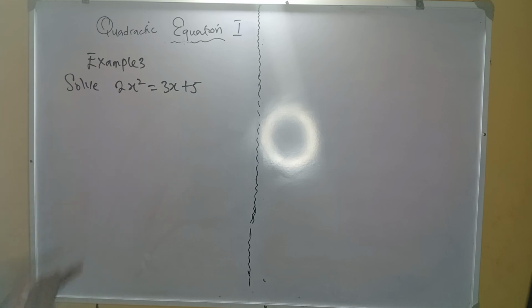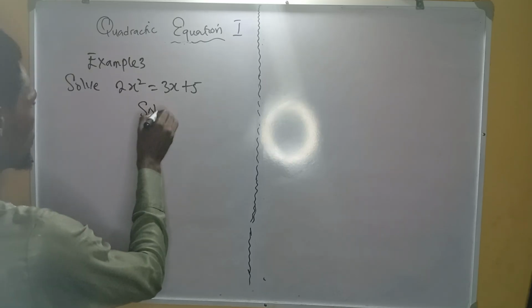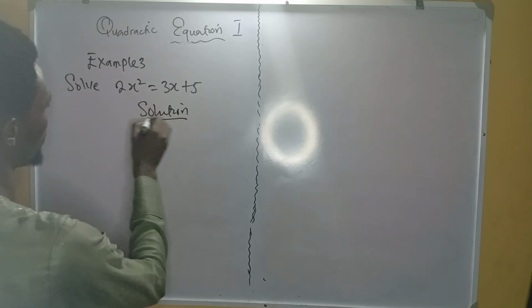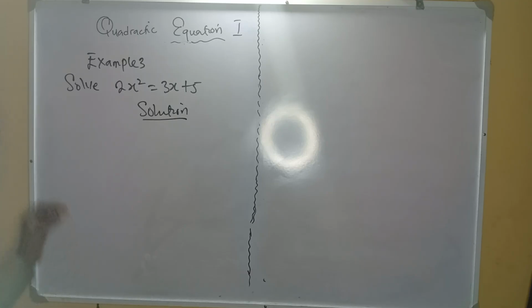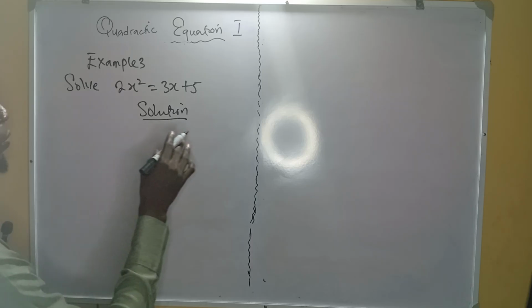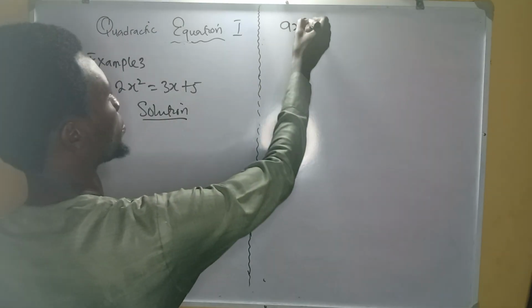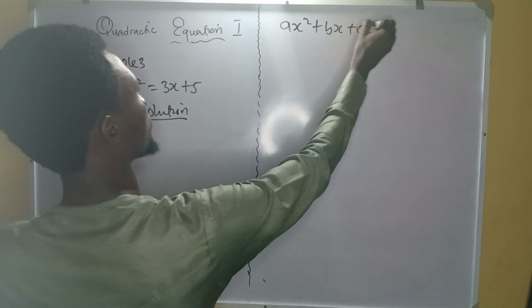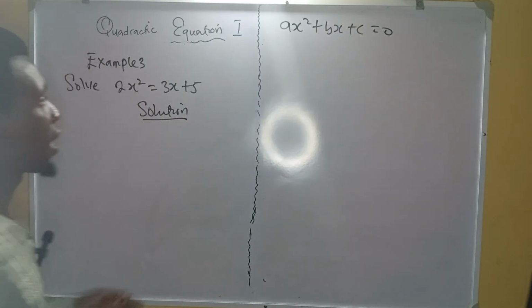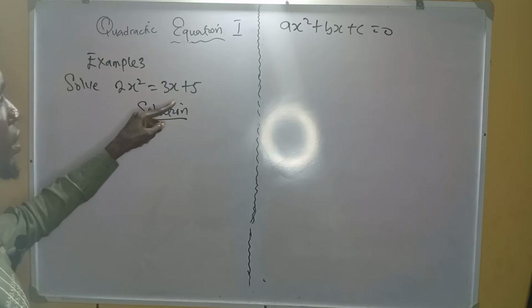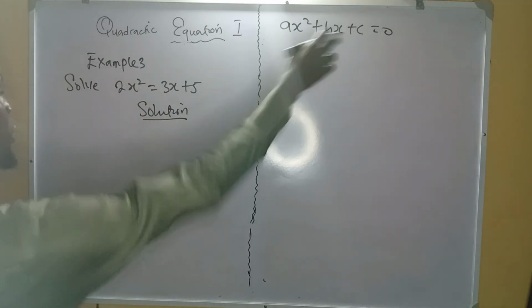this type of quadratic equation, and it is stated that you should use factorization, the method of factorization. First of all, you know that every quadratic equation exists in this form. So this equation must be arranged to this form.